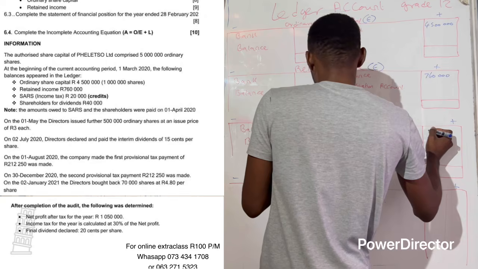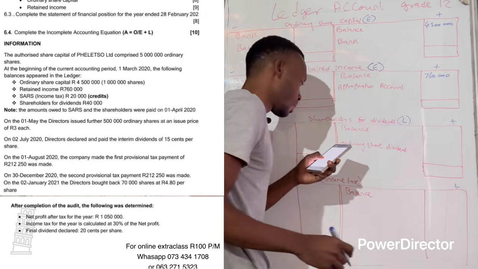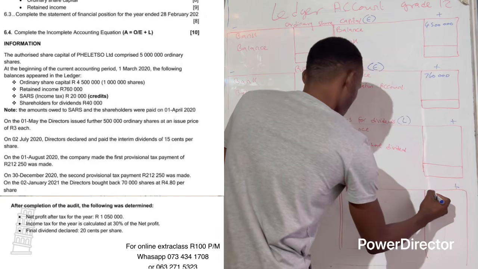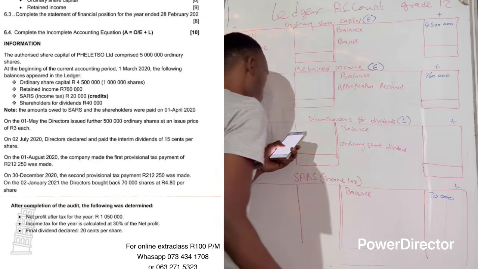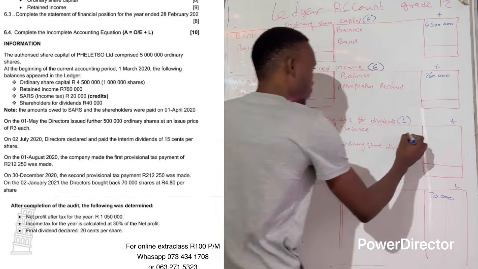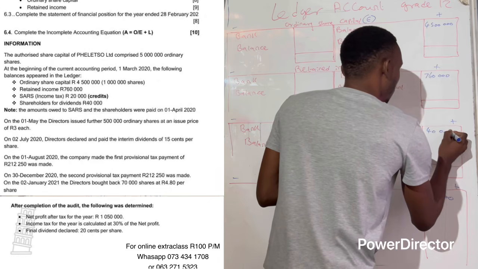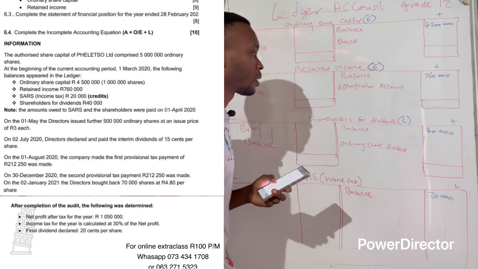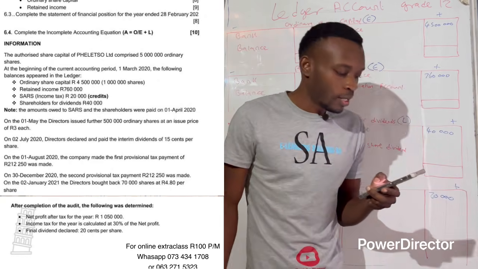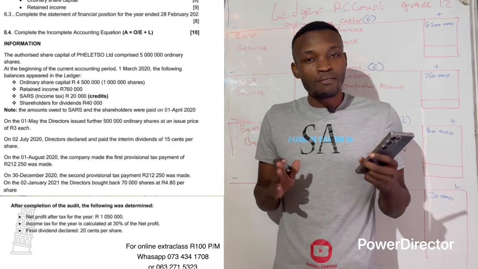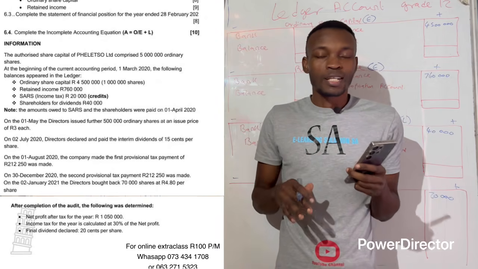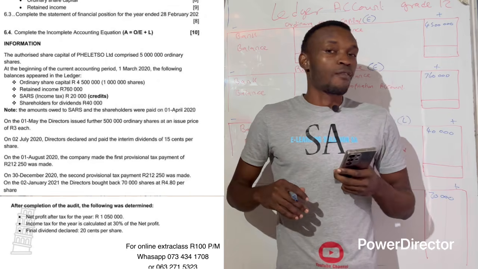This one, SARS income tax, is credit. They indicate that this one is credit, so you must credit 20,000. Okay, shareholders for dividends is 40,000. That is 4 marks already, just to copy and paste. You know this copy and paste part, everyone loved it, even during my time when I was still in grade 12, guys.